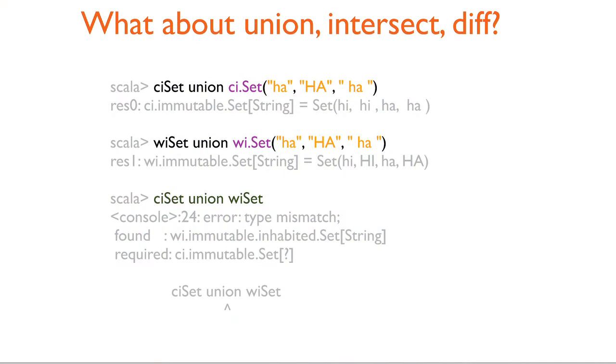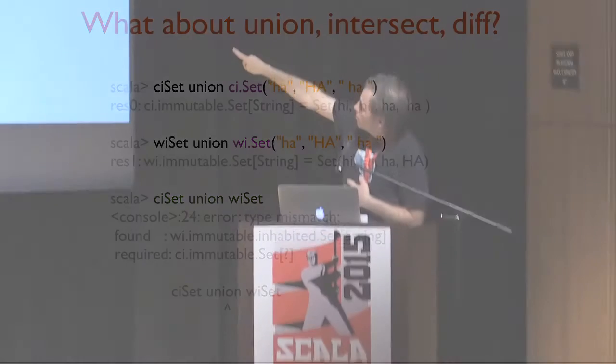But what's nice is that I can union two sets with the same notion of equality, right? This is the same example. I take a CI set, that old CI set that I made before, and I union it with a new CI dot set with ha, right? And I get hi, hi, ha, ha, right? I don't get the capital ones. When I union two WI sets together, I get the lowercase and the uppercase, but I don't get the ones with space, right?